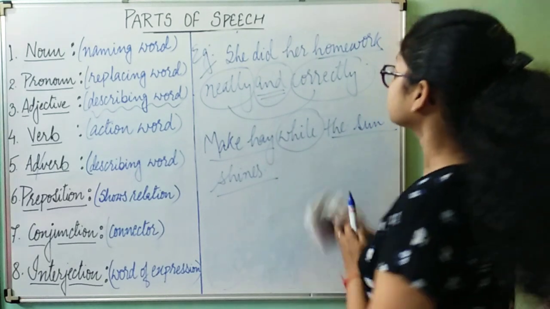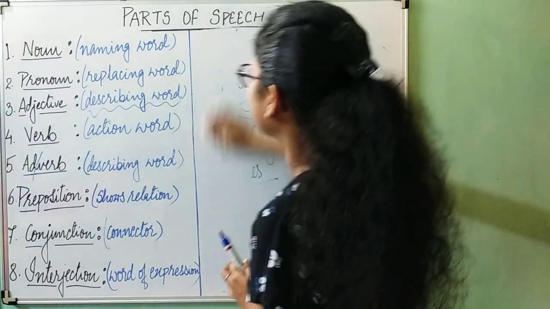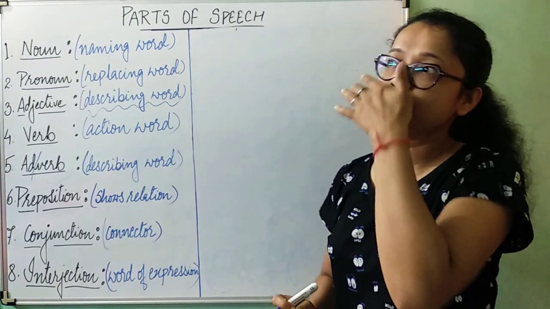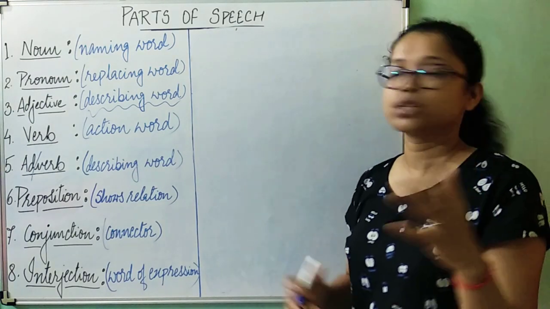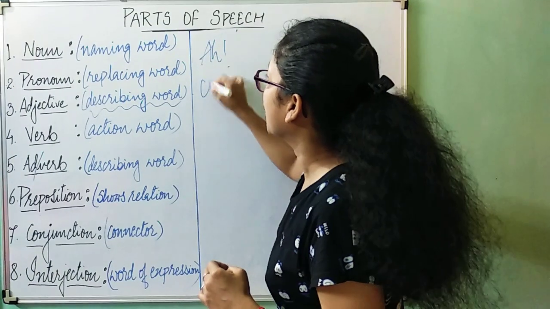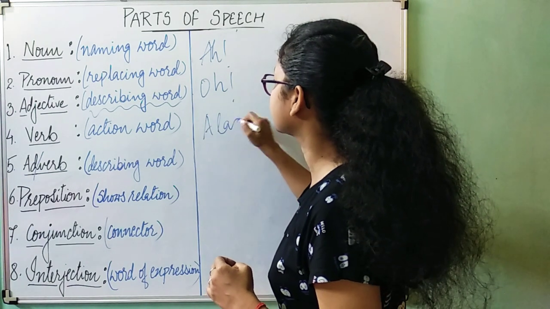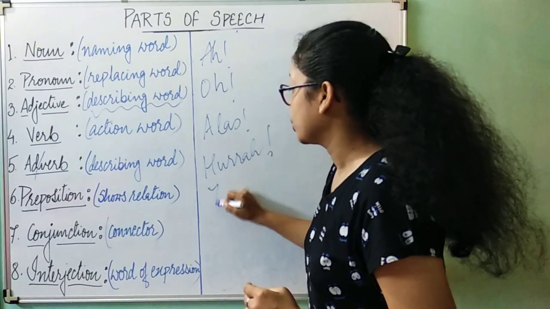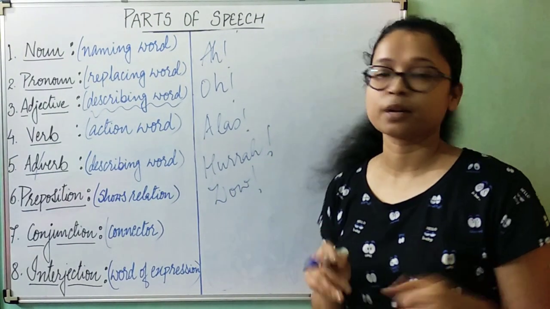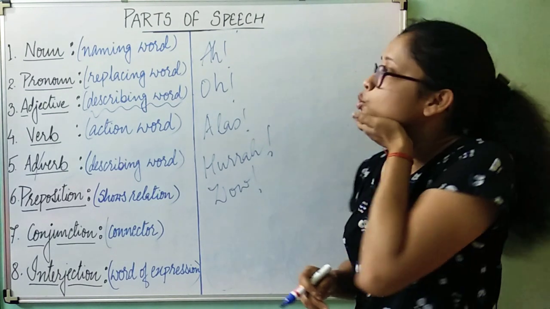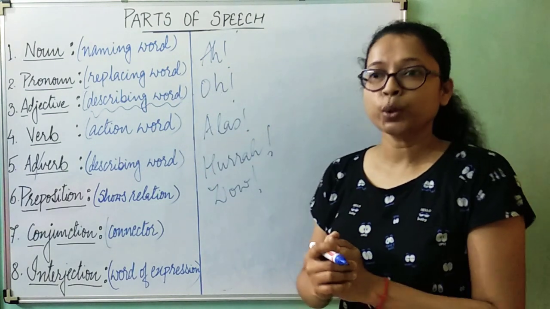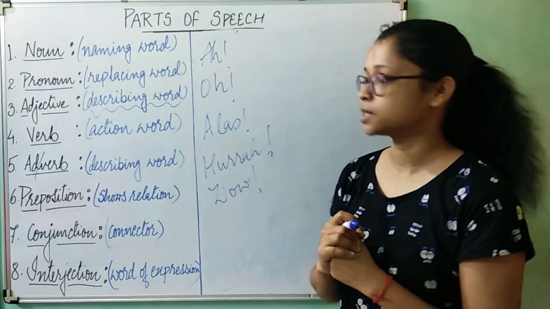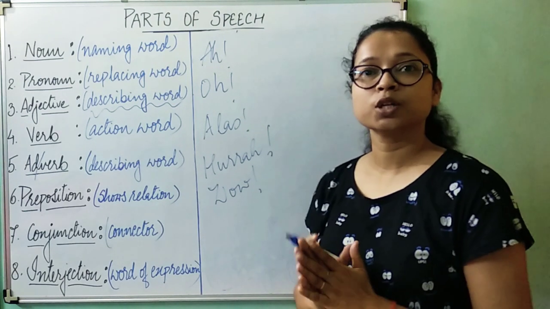Now the last one and the easiest one, you can say, in the parts of speech is interjections. Now what are interjections? You must have come across these exclamatory terms like ah, oh, alas, hurrah, wow, very famous exclamatory words. Why do we use them? We use them to show strong emotions or strong feelings. These are the words of expressions.